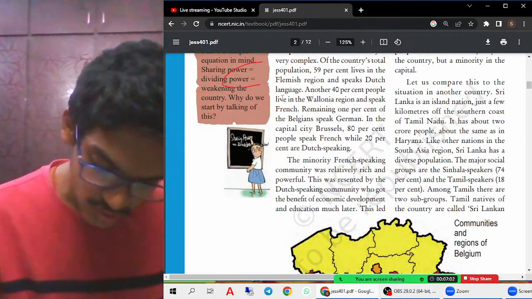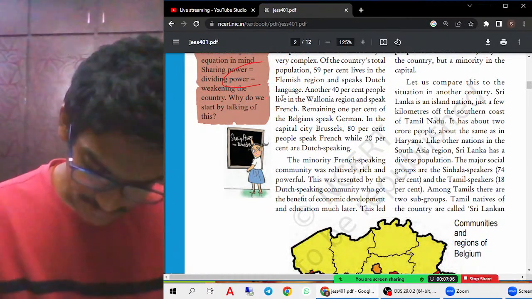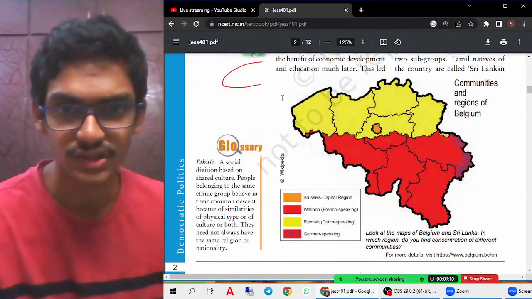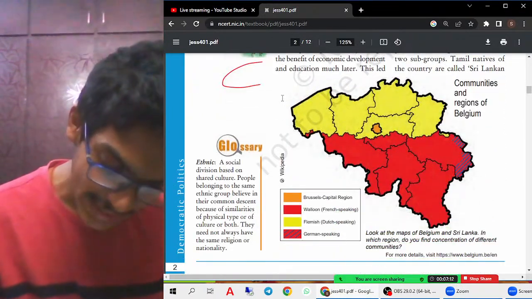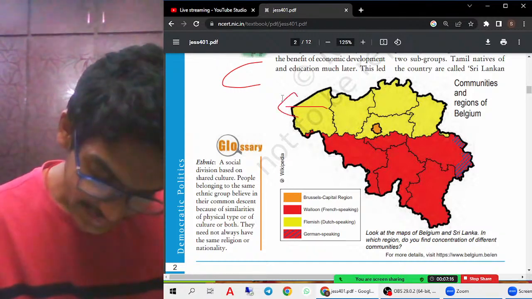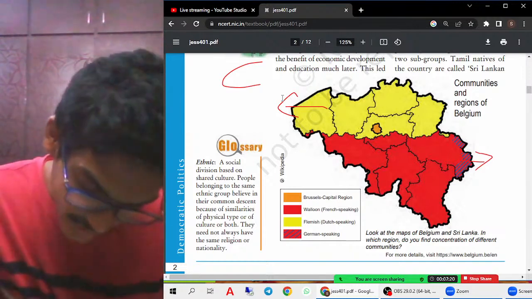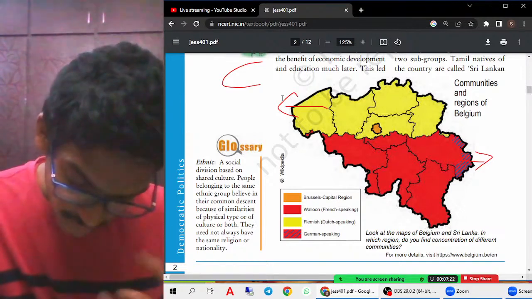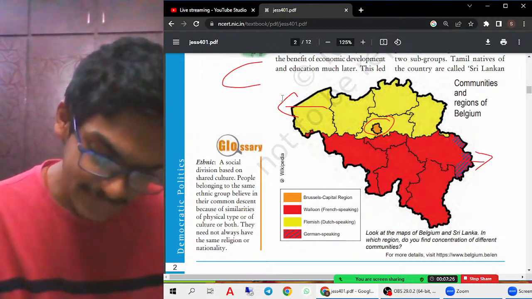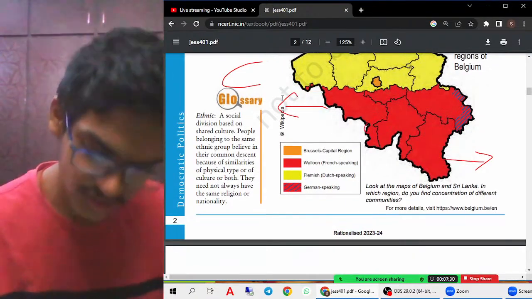Now let us try to understand the ethnic composition. So this is Belgium. In Belgium, as you can see, this yellow color represented the Flemish region, who spoke the Dutch language. Red color represented the Wallonia region, who are the French people. And this orange color one is Brussels, which was the capital. And this is the German-speaking region.